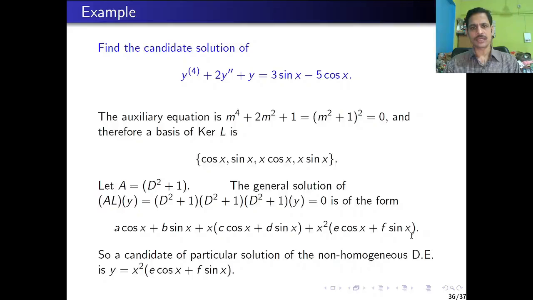And from that we remove the part which is a solution of the homogeneous ODE Ly equal to 0. So this first 4 terms, the solution of Ly equal to 0, we remove. So only the last part remains as the candidate for the particular solution of the non-homogeneous ODE. So the candidate particular solution is y is equal to x square (e cos x plus f sin x).